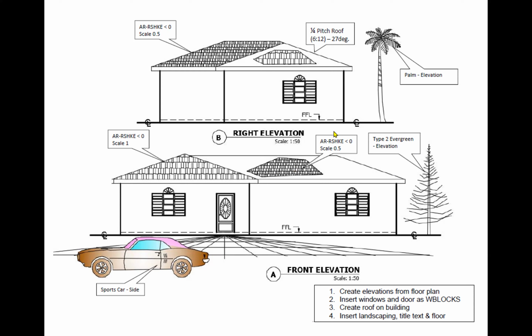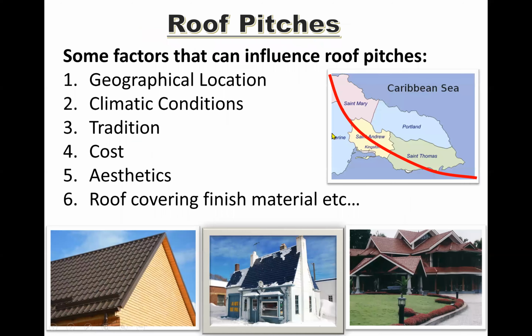So we're going to be using a slope of 27 degrees, which is at a pitch of 6 to 12, which is called quarter pitch. So I need to discuss with you now what we call roof pitches, the slope from typical pitches. So let me jump to that.